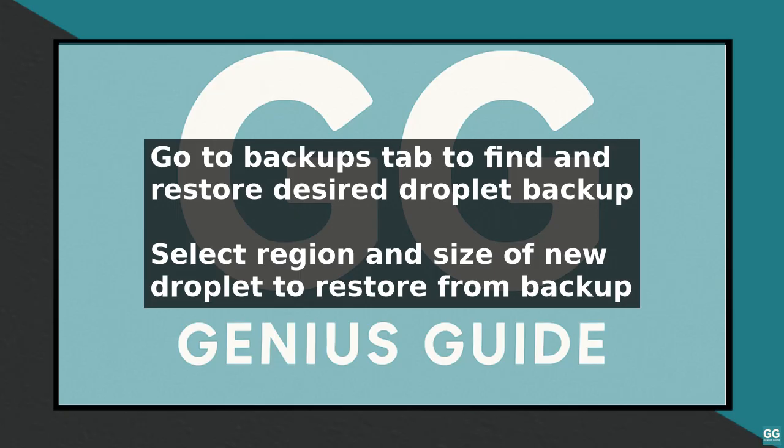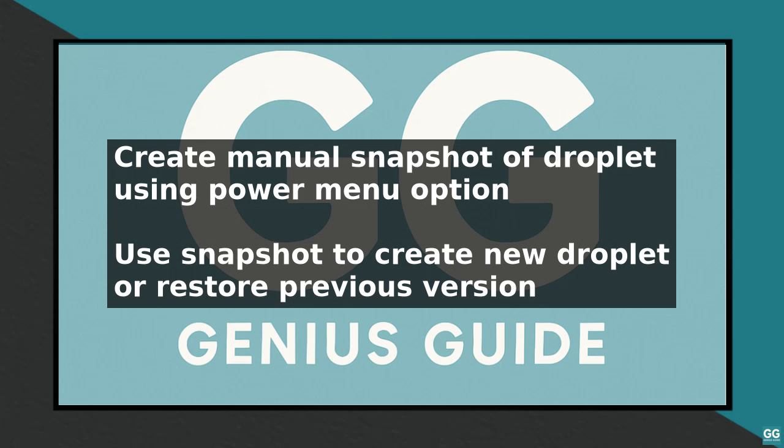Another option is to create a snapshot of your Droplet manually. To do this, go to the Power menu and select Snapshot. DigitalOcean will create a snapshot of your Droplet, which you can then use to create a new Droplet or restore a previous version.